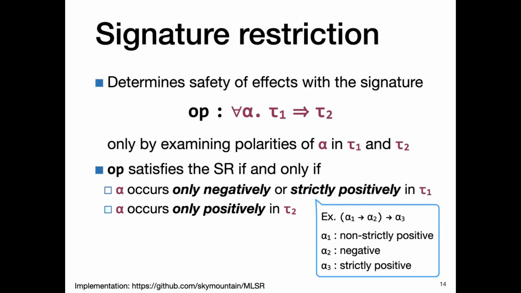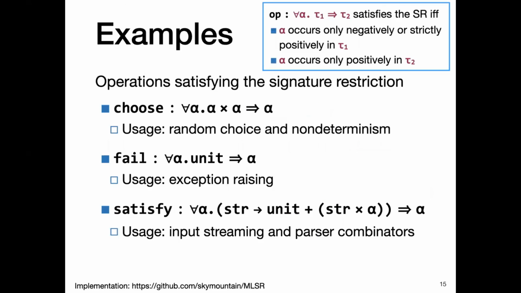And by using these definitions, we check whether these 3 operations satisfy the signature restriction. The first example is choose. We can easily find that this type of choose satisfies the signature restriction, because for the argument type, the bound type variable occurs only strictly positively. And for the return type, it also occurs only positively. So this choose operation satisfies the signature restriction.